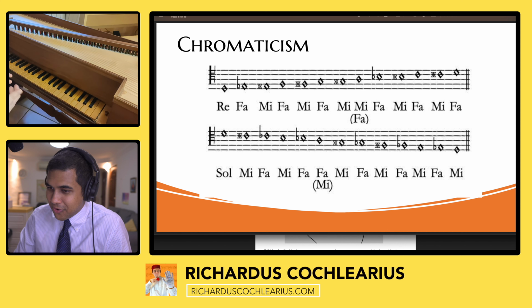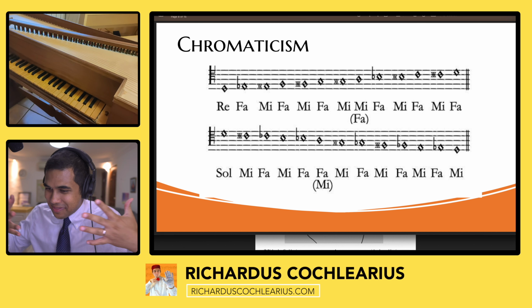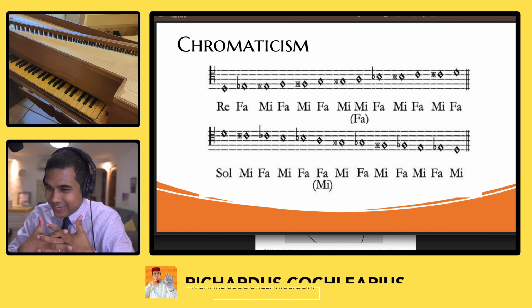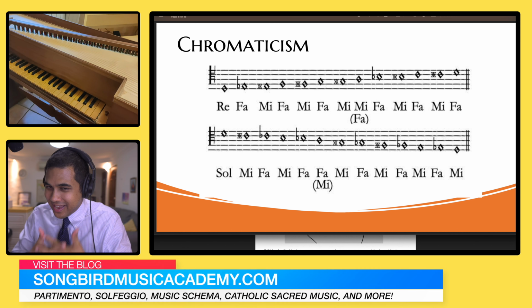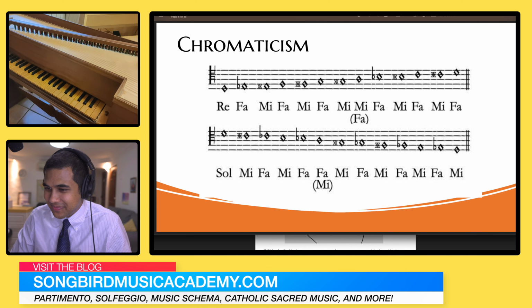This is how chromaticism is useful for us. That is so cool, Richardus. That's so awesome. I love that the blend of solmization and harmony comes together. It's so cool. Yeah. It's another way of thinking, as I say every time. It's another way of thinking music.